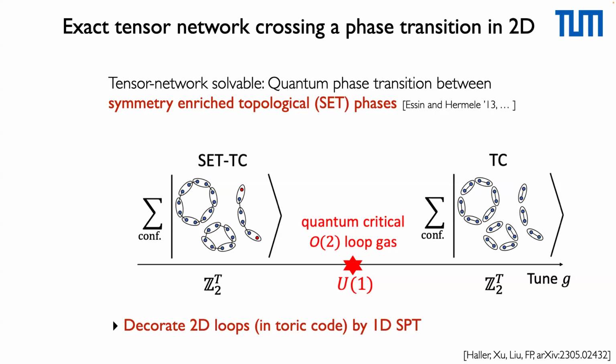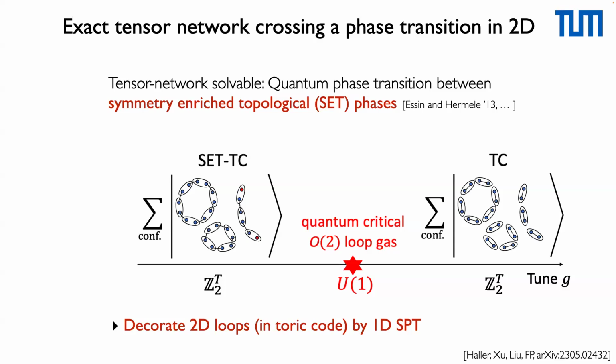Yes? Can you tell us about the critical point there? I mean, does it have unusual properties? But this is sort of an O2 loop gas. It's a critical point that you would also find in a 2D classical model. So it's pretty standard. I wasn't sure whether there were any exotic things. No. Right.